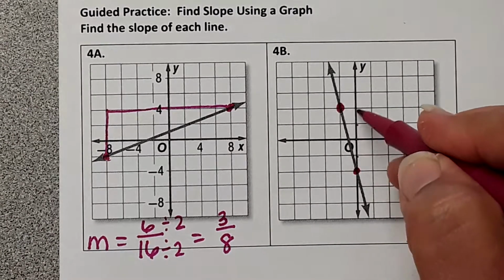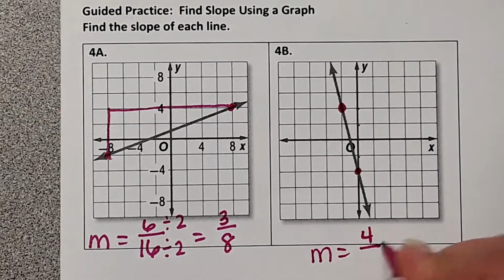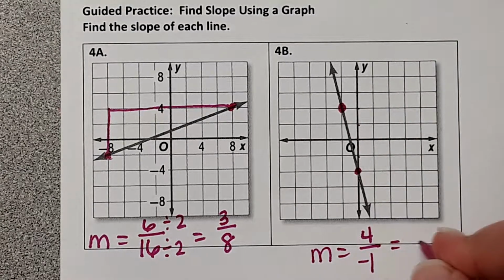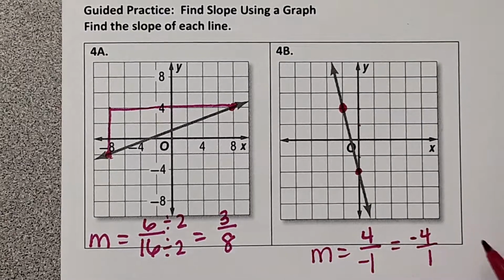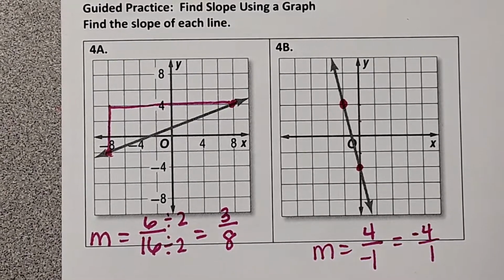1, 2, 3, 4. So I went up 4, but I went over to the left 1. So -4 over 1. Either one of these is fine. It's really up to you.